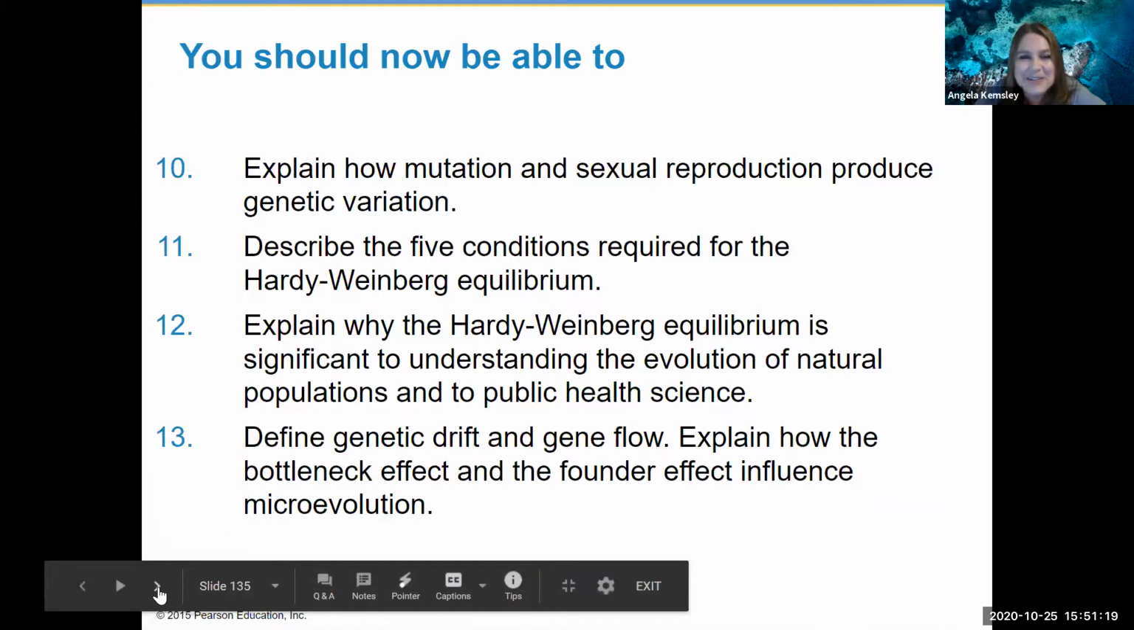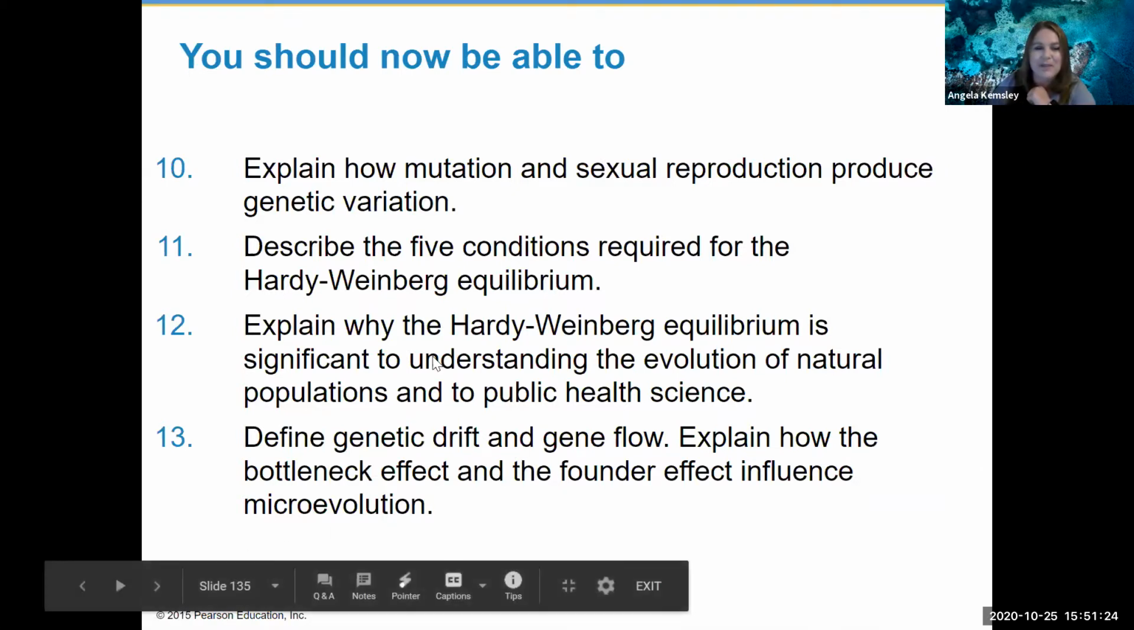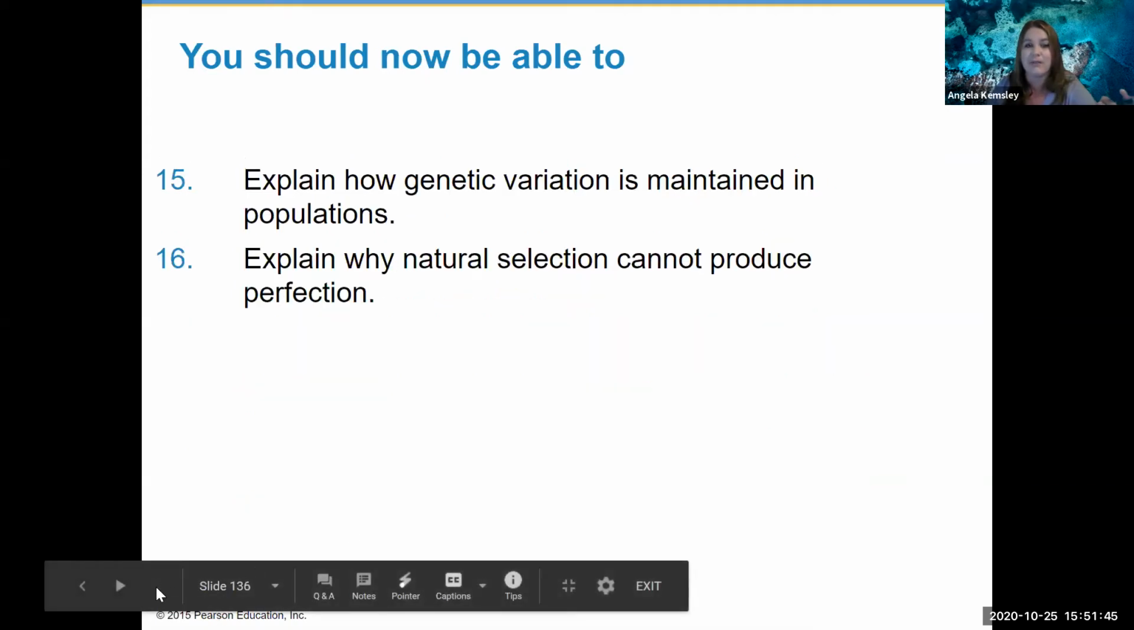All right, so you should now be able to explain how mutations in sexual reproduction produce genetic variation, describe the 5 conditions required for the Hardy-Weinberg equilibrium or the Hardy-Weinberg principle, explain why the Hardy-Weinberg principle is significant to understanding the evolution of natural populations, define genetic drift and gene flow, understand the bottleneck effect and the founder effect and their effects on microevolution, explain how genetic variation is maintained in populations, and explain why natural selection cannot produce perfection. Why is there no such thing as the perfect organism?